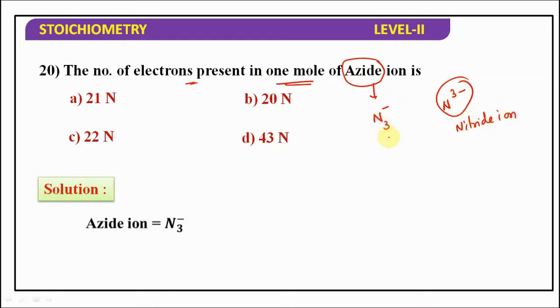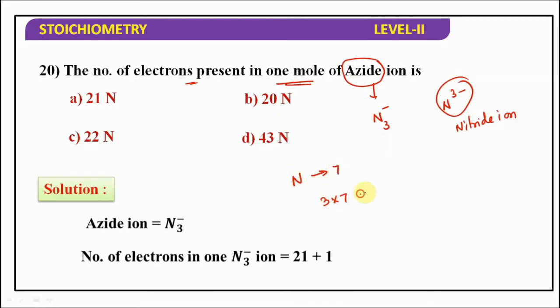N3 minus, that is azide ion. Hope you understand the difference. So how many electrons are present? 3 nitrogens. 1 nitrogen consists of how many electrons? 7 electrons. 3 nitrogens are there. 3 into 7, 21. Minus means addition of 1 electron, which gives you 22. Obviously multiply with Avogadro number of electrons. Why? Because we will take 1 mole. 1 mole means particles multiplied with Avogadro number. Clear?